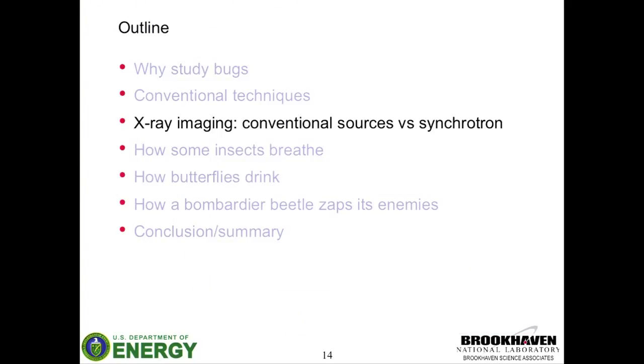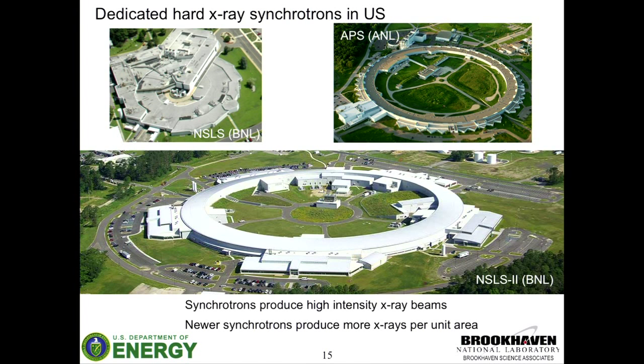All right, so now I'm going to explain a little bit about the differences between X-ray imaging using conventional sources and at a synchrotron. I think everybody here probably knows synchrotrons are facilities where we produce very high intensity X-ray beams. In fact, the first dedicated hard X-ray synchrotron in the US is the light source here at BNL, NSLS. And the next one was at Advanced Photon Source at Argonne, where I worked until recently. And of course, the latest one is what we have here, the NSLS-II.